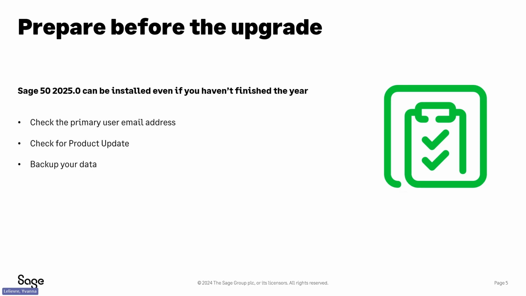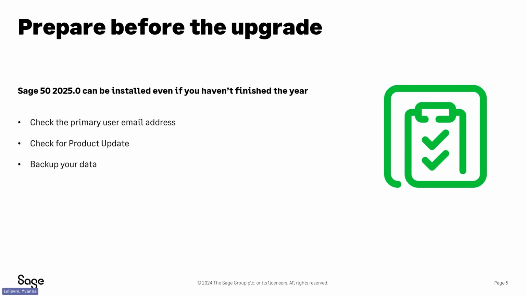First off, what you should know is, yes, the software is named Sage 50 2025, but you can still install it even if you haven't finished 2024. So we're in December right now. You're probably still entering the information for November and for December. Even if you're still working in 2024, installing the 2025 update will not change anything in your data or the dates in your software. So you can absolutely install it already.